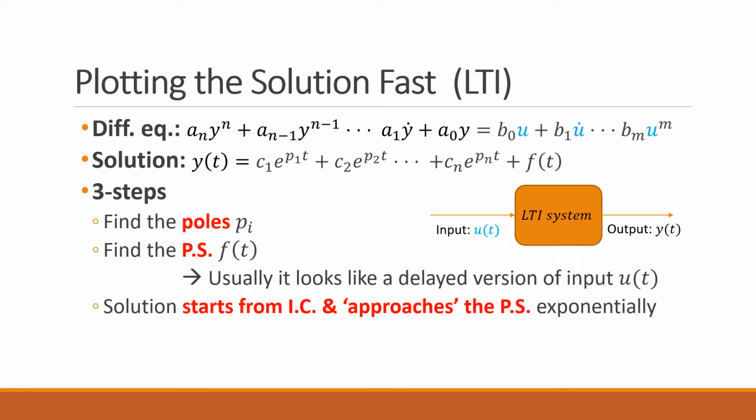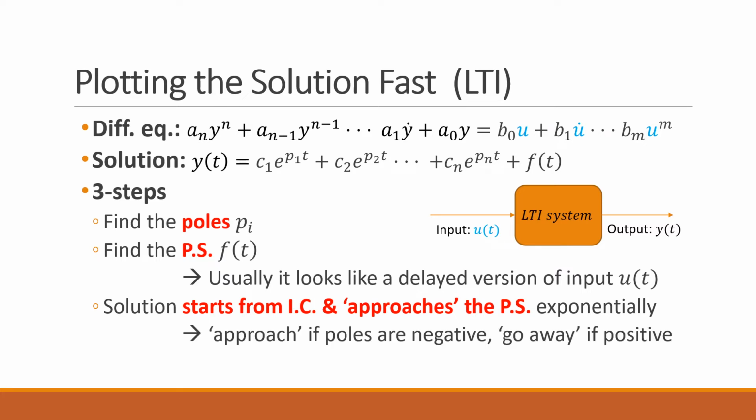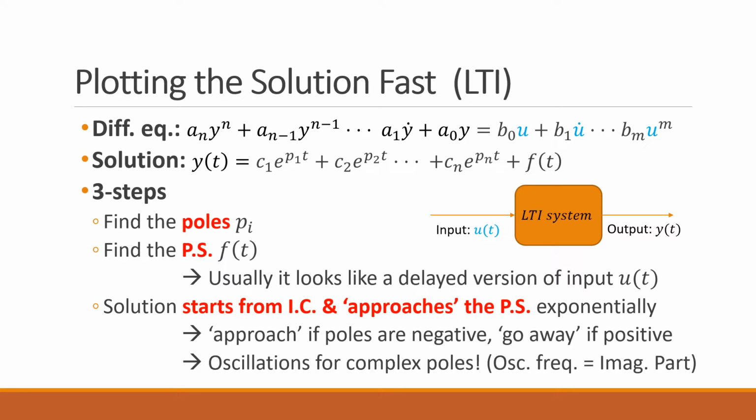poles are negative. If any one pole is positive, the solution graph will go to plus or minus infinity. Also, if the poles are complex numbers, there will be oscillations in the graph, and the frequency of oscillations is the imaginary part of the pole.